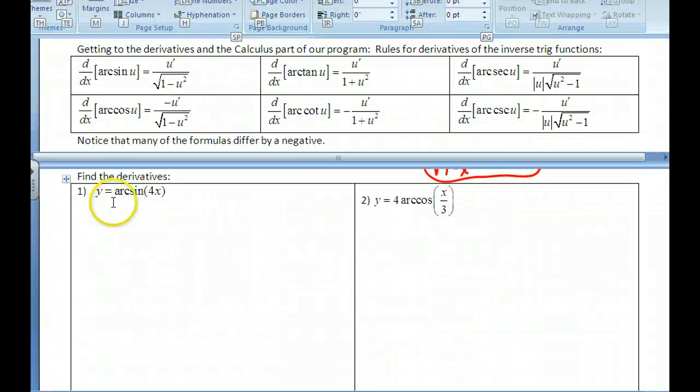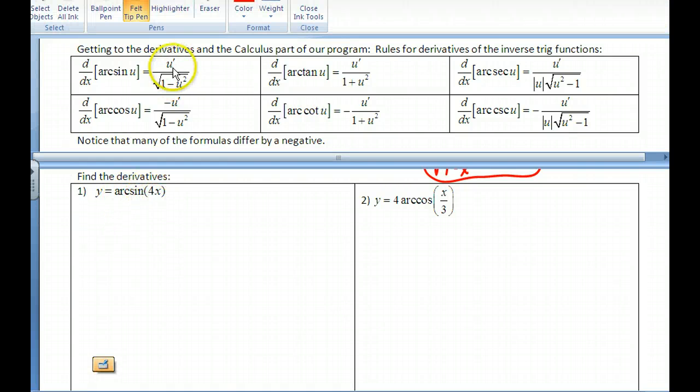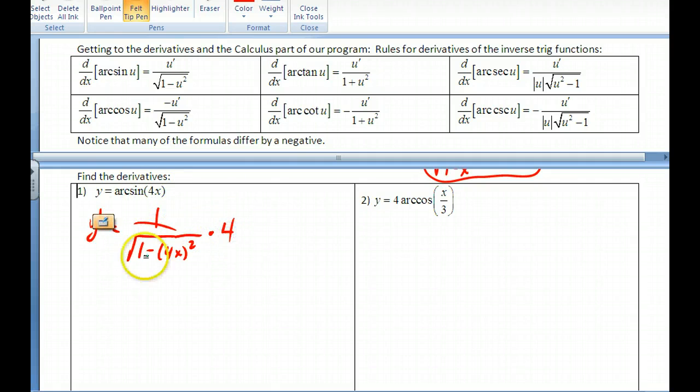So let's try some examples. This one here, we have the arc sine of 4x, so that fits this pattern right here. So if I want to do y prime, that is equal to 1 over 1 minus u squared, so it's going to be 1 over square root 1 minus, and then put the 4x in parentheses and squared, so the 4 is going to be squared as well. Then chain off the 4x, I'm going to get 4. And so y prime is now equal to 4 over the square root of 1 minus 16x squared. Done deal.